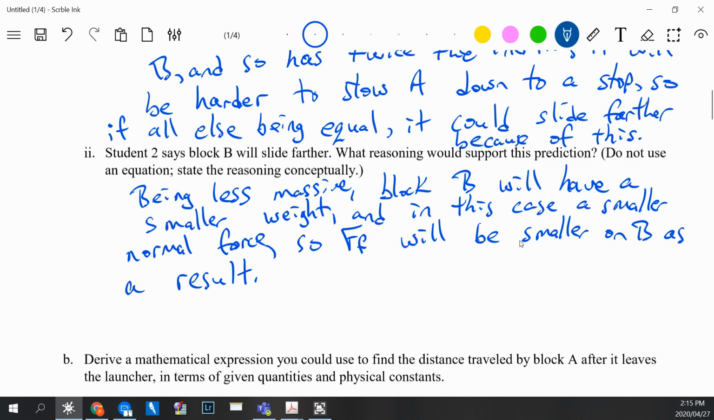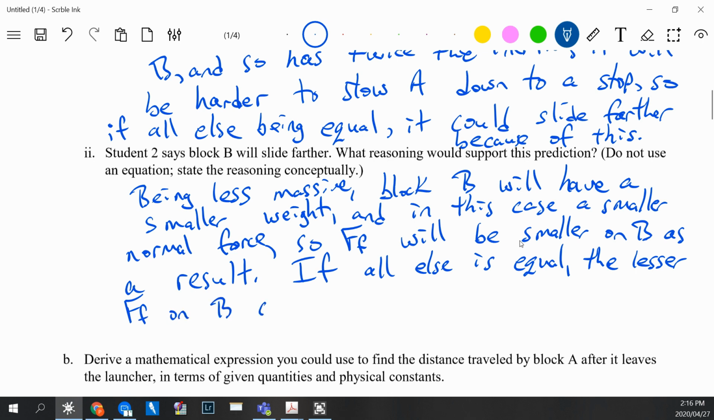So I think I'm going to word this similarly to how I worded the previous one. If all else is equal, the lesser force of friction on B could result in it sliding further. So yeah, less force of friction on it. If you don't think about anything else, you might say that that supports the prediction.